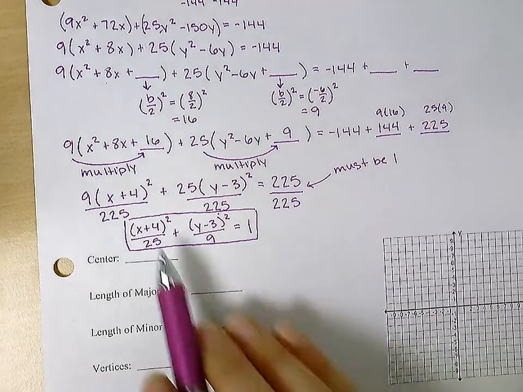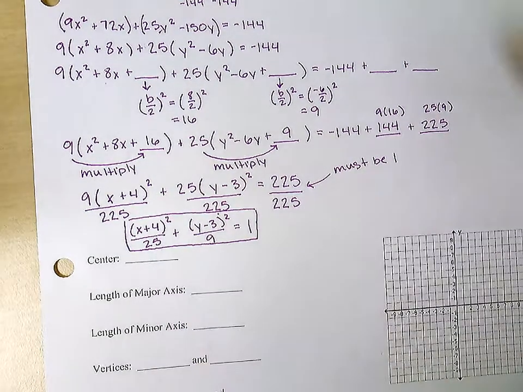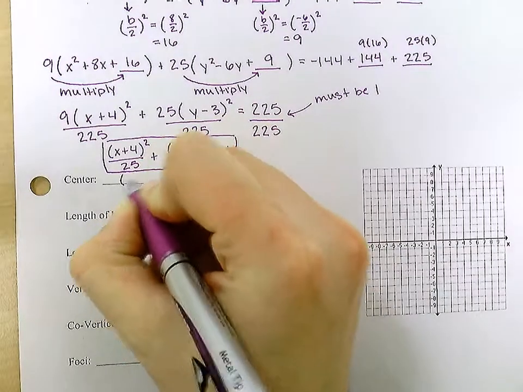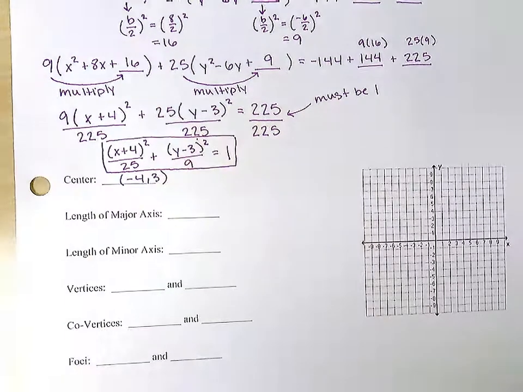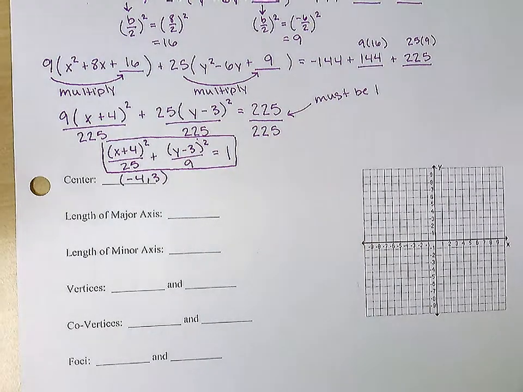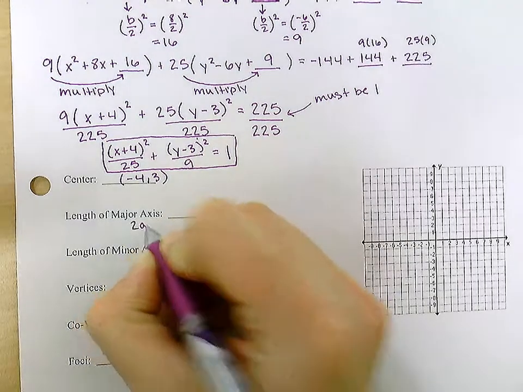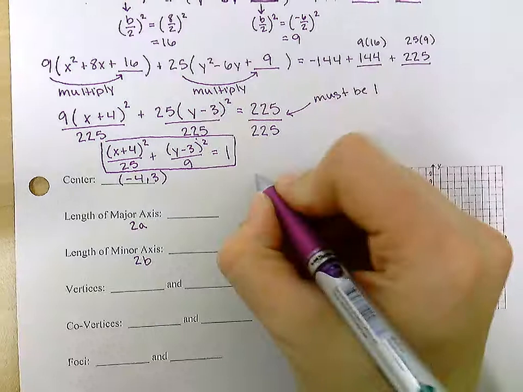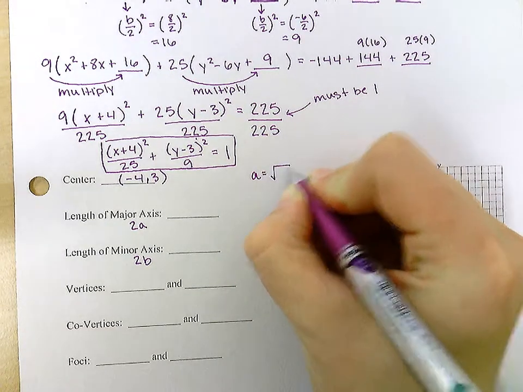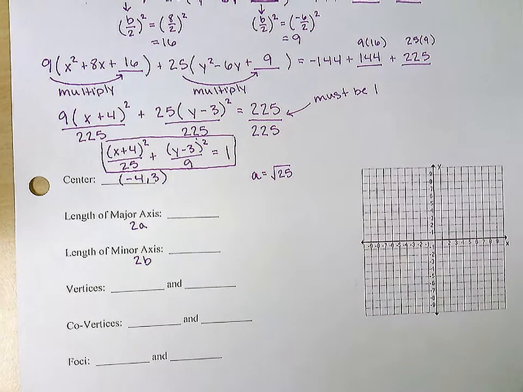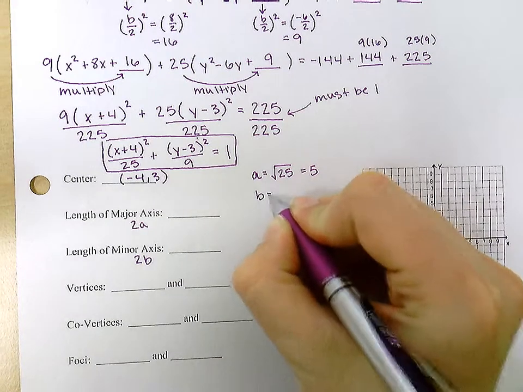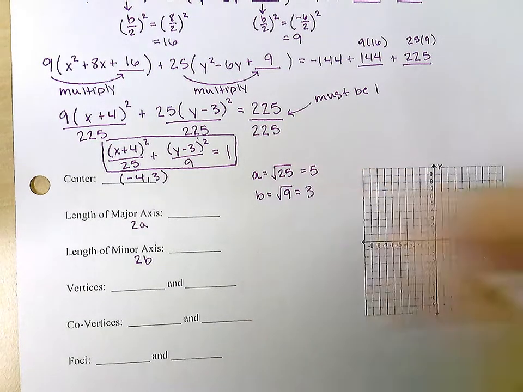Okay, so our center, H is always with X, K is always with Y. So our center point is at -4, 3. Length of your major axis is 2A, minor axis is 2B. Your A value is always the greatest number in the denominator. So A is going to be equal to the square root of 25, which is 5. And B is going to be equal to the square root of 9, which is 3.